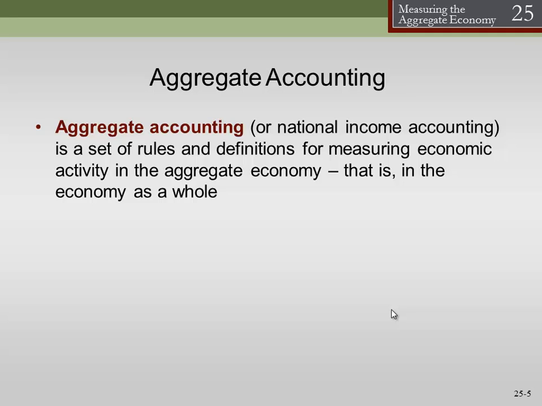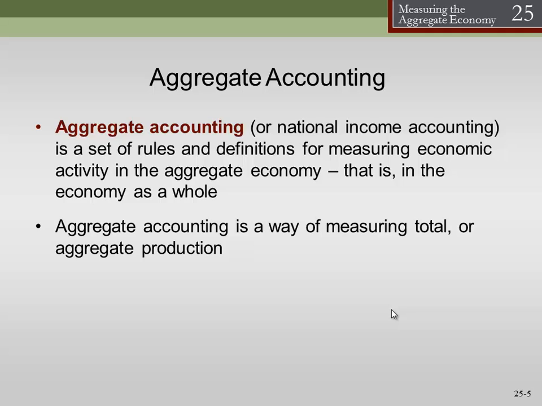Aggregate accounting, or national income accounting, which is the more traditional term for this, is a set of rules and definitions for measuring economic activity in the aggregate economy. That is, in the economy as a whole. So when we want to know how much overall the United States of America's economy produces, that's what we're talking about in this aggregate accounting. Or how much does the European Union produce as a whole? That aggregation is what we're talking about within this section.